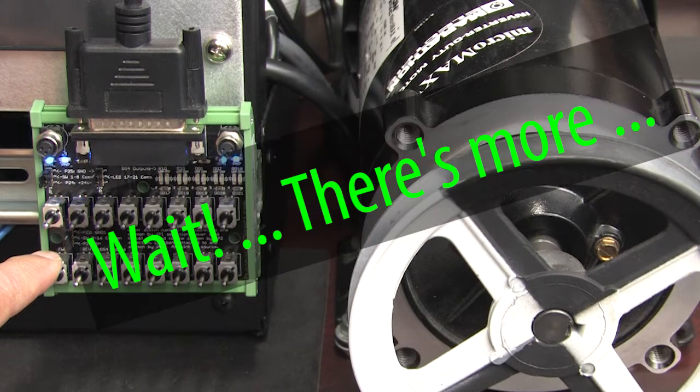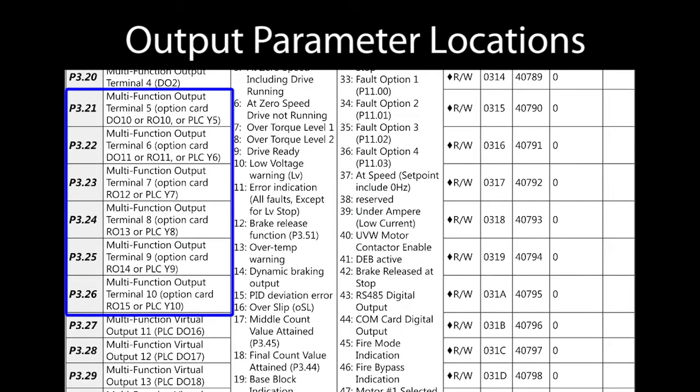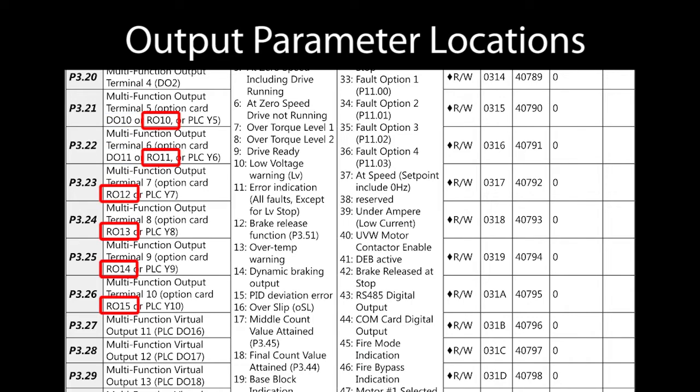But there are some things you do need to be aware of when using the outputs on a GS4 drive. The 2 built-in relay outputs are in parameters 317 and 318, and the 2 built-in digital outputs are in parameters 319 and 320. The 6 option card outputs drive either the 2 digital outputs on the combo card or the 6 outputs on the relay card. So you get either 2 additional discrete outputs or 6 additional relay outputs, not both.